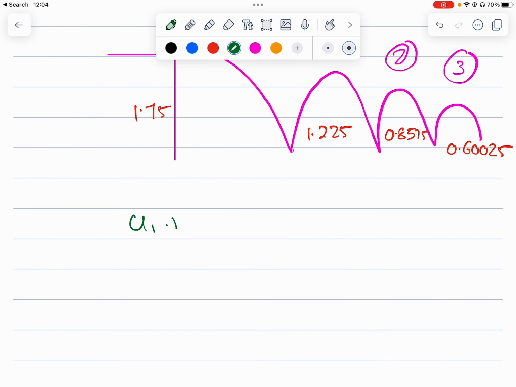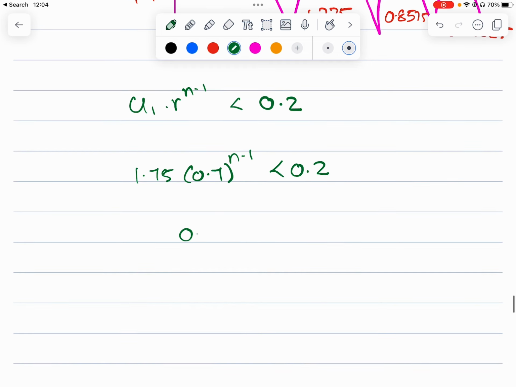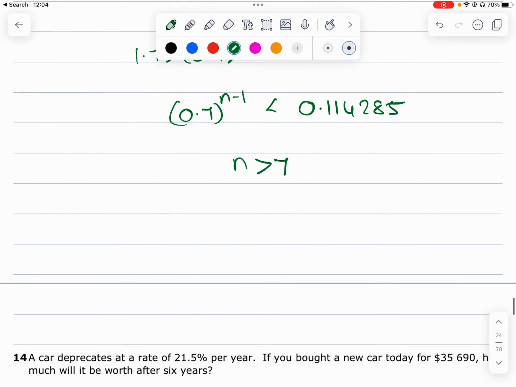So u1 times r power n minus 1 is less than 0.2. So 1.75 times 0.7, common ratio is 0.7 because it is rising to 70% of its height, whole power n minus 1 is less than 0.2. So 0.7 whole power n minus 1 is less than 0.114285. So by using the graphing calculator or using the graphs, we can find that n is greater than 7. Part C.